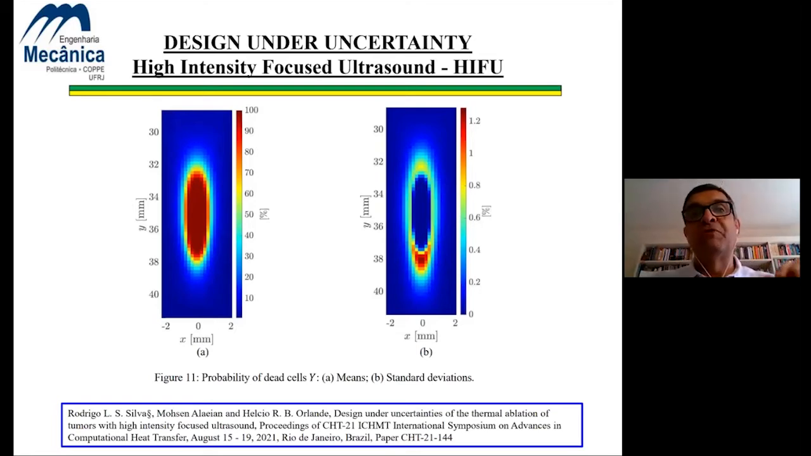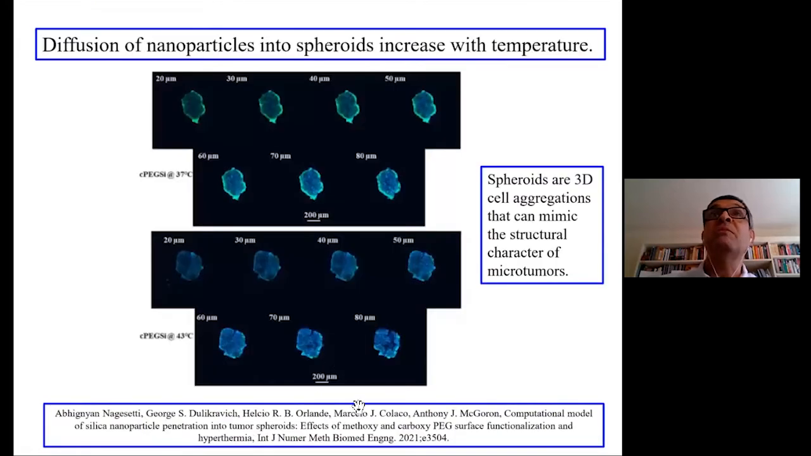We see that the probability of dead cells is about 90% inside most of the tumor, while it's 0 in the region outside of the tumor containing the healthy cells. We also note that some parts of the tumor did not reach the desired probability of dead cells, and so all the design variables must be considered in future works.